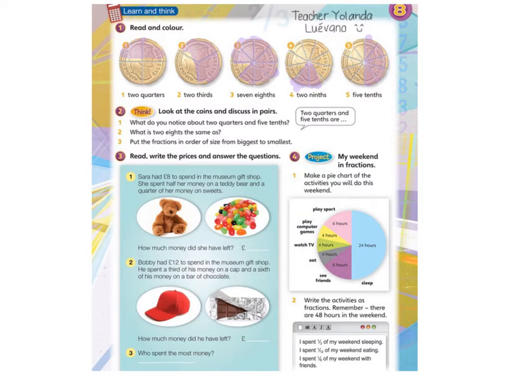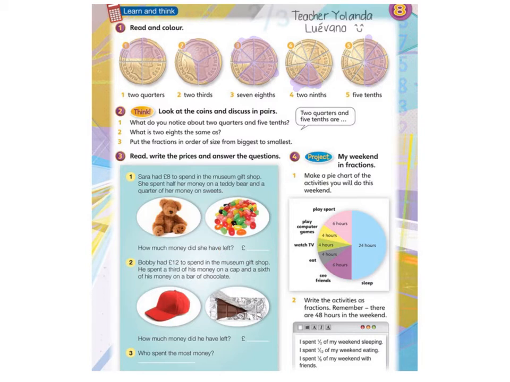Now we have a problem. It says read and write the prices and answer the questions. Sarah had £8 to spend in the museum gift shop. She spent half her money on a teddy bear and a quarter of her money on sweets. How much did she have left? What is left? ¿Cuánto le quedó? How much did she have left?